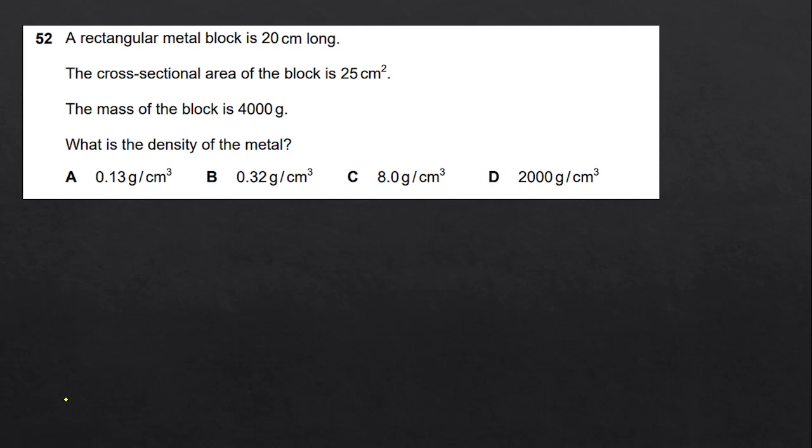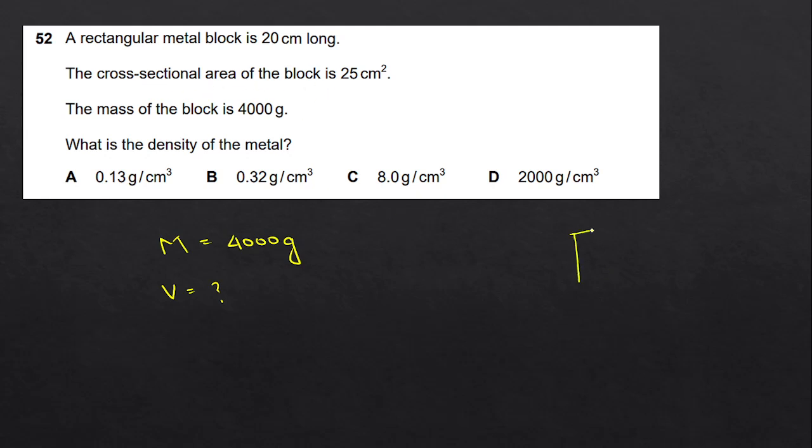So here we have been provided with the mass of the block, which is 4000 grams. We don't have to convert it into kgs because all our options are given in terms of grams per cm cube. So let's keep this in grams itself. We have to find what's the volume. This is unknown to us. In the question, they have given us the area of cross section.